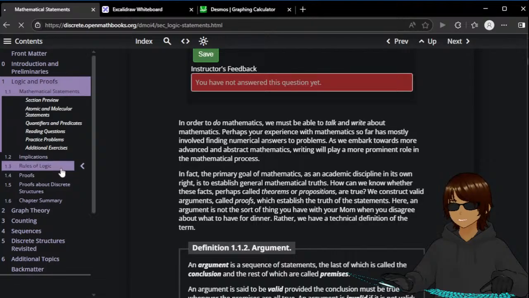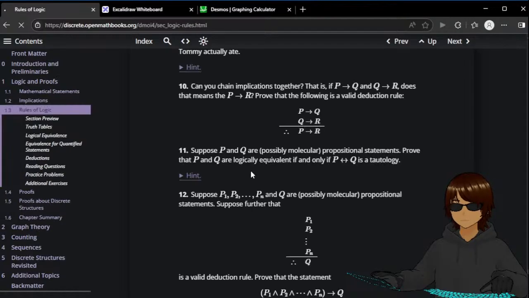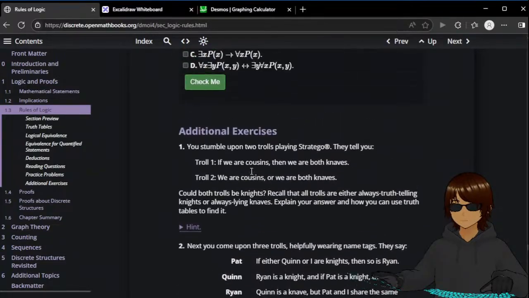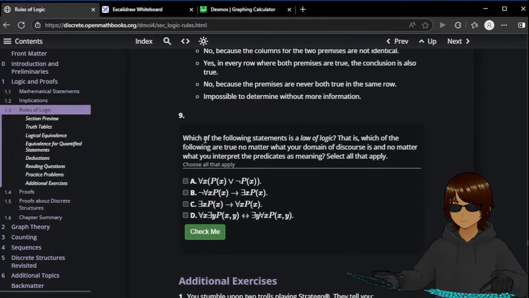Rules of logic. Okay, let's see what that question was. Which of the following statements is a law of logic? That is, which of the following are true no matter what your domain of discourse is and no matter what you interpret the predicates as meaning? Select all that apply. So for all x, either x is p or not p. So okay, this is always true.